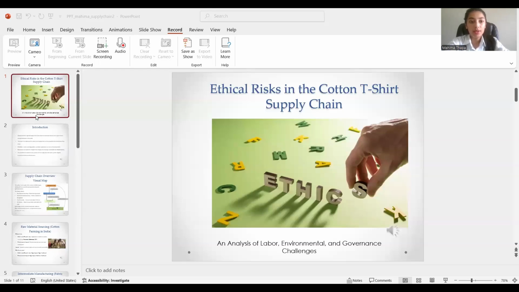Hello, Professor Gary. Today I'm presenting a supply chain analysis of a cotton t-shirt, focusing on the ethical risk at different stages of its global production. I'll walk you through the visual maps, highlighting every risk related to raw materials sourcing, manufacturing, and distribution, and share a few practical solutions related to it and some personal reflection. So let's go to the next slide.